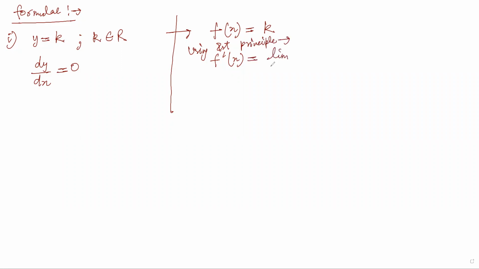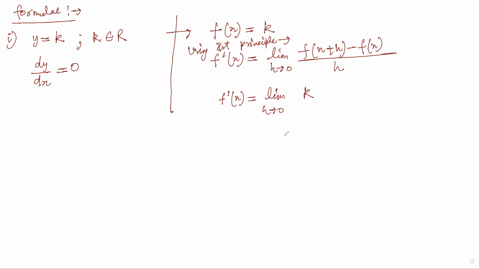f dash x is nothing but limit h tends to 0, f of x plus h minus f(x) divided by h. Now to find out f dash x, we have the function f(x) as k. So if I put f of x plus h here, it will not change my function as it does not depend on x. You write f(x), you write f(2), you write f(100), you write f(10), everything will be k because this is a constant function. So if you write f of x plus h, that will also be k. And if you write f(x), that will also be k.